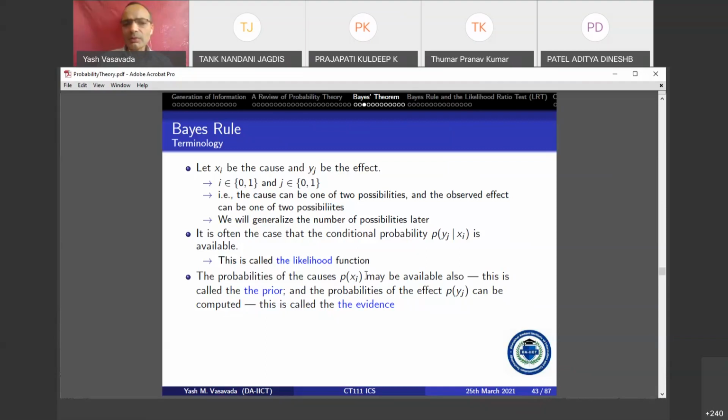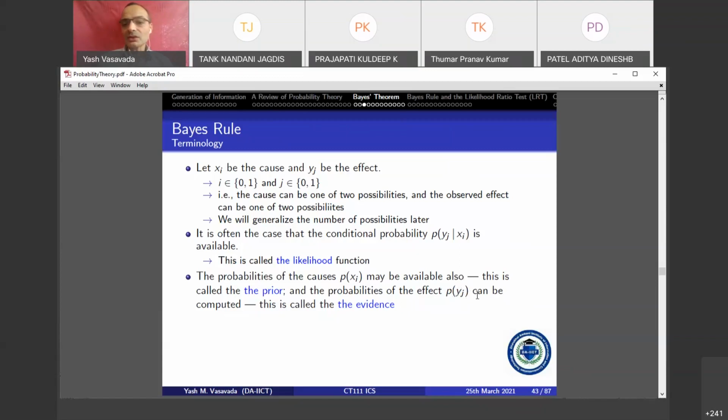So the probability of the causes, which is called the prior probability of the causes, is sometimes also available to us. And then using this P of x_i and P of y given x, we can use the marginalization of the joint probabilities. Remember that very important formula that we did last time. So using that, we can calculate the probability of y also.